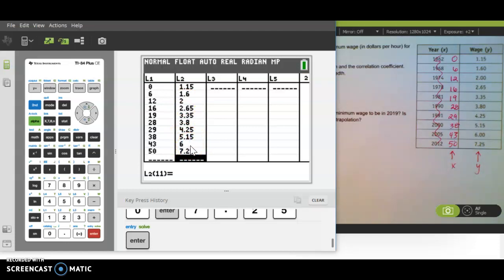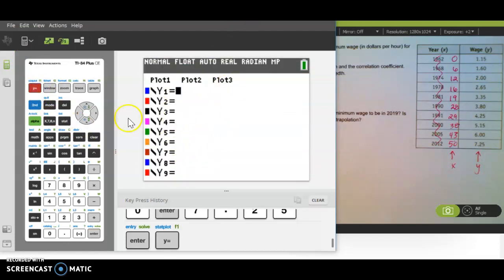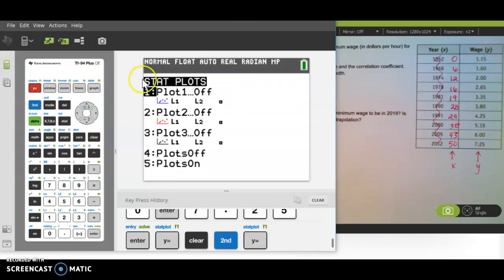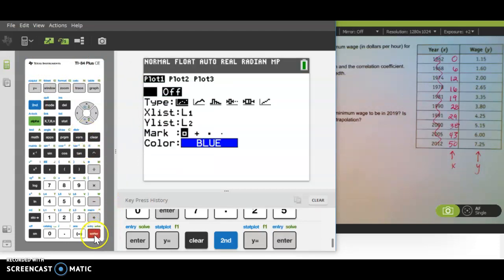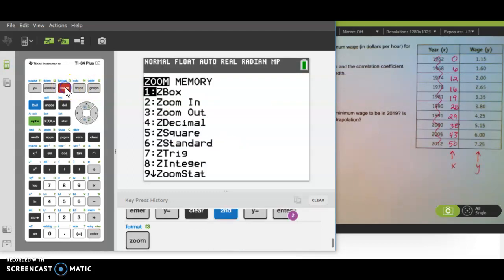All right, we have our data in, so first thing we want to do is look at the graph to see what type of regression. So we want to first go to Y equals and clear out anything that's in there. There's nothing there, so we can go to stat plot. That's going to be second Y equals. We need to turn this stat plot on, and we want to leave it with that scatter plot, which it already has. Now we go to zoom and go down to zoom stat, which is 9.